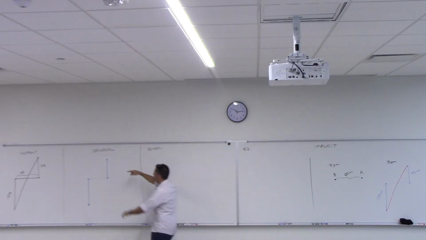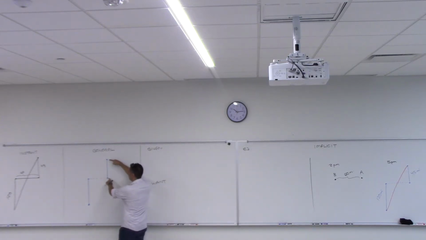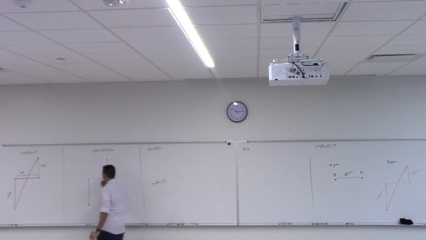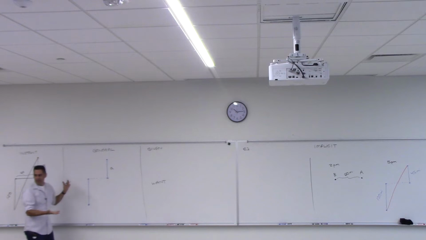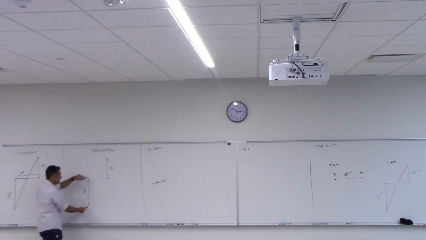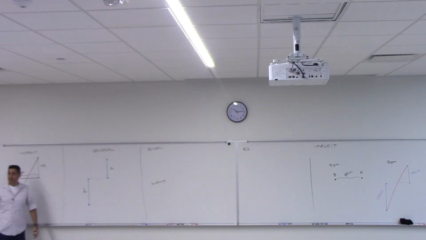What do you want to call the distance from here to here? A? I'm going to go little a. Is that okay? And then this one right here, B. So that's ship A's distance. That's ship B's distance. Okay.